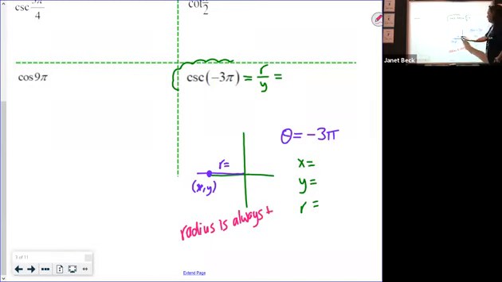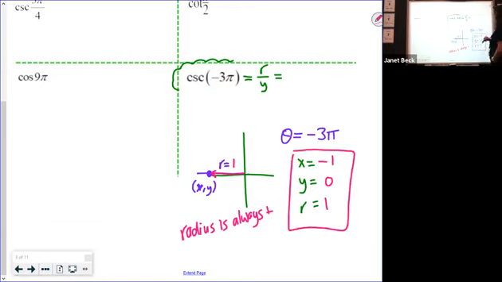Let's choose a radius of 1. To get to this point x, y, we've gone to the left, so our x is negative, at distance 1. And we haven't gone up or down at all, so our y is 0. So the cosecant of negative 3 pi is r over y. Look at this information for your r and your y. Our r is 1, our y is 0, and can we divide by 0? Nope, so this would be undefined.